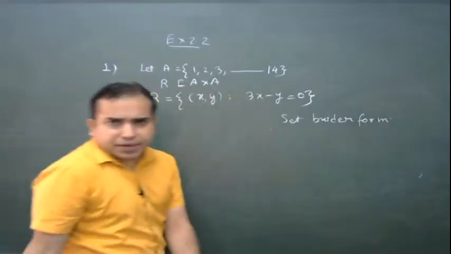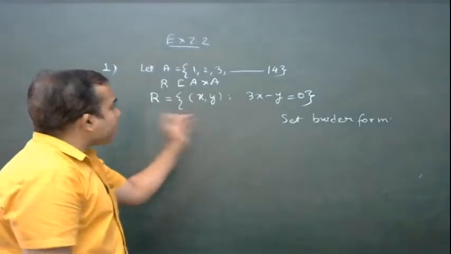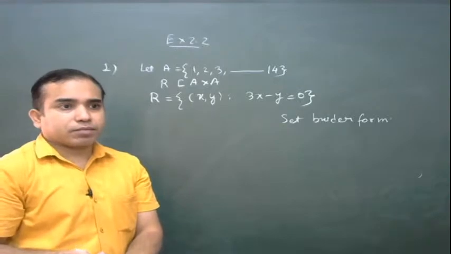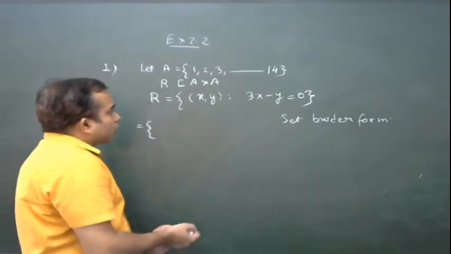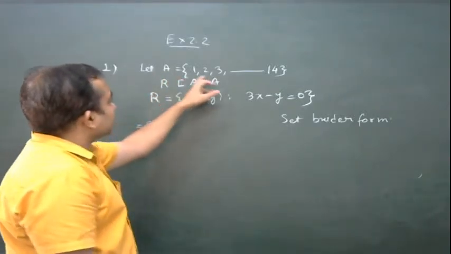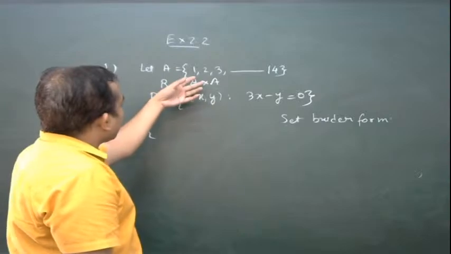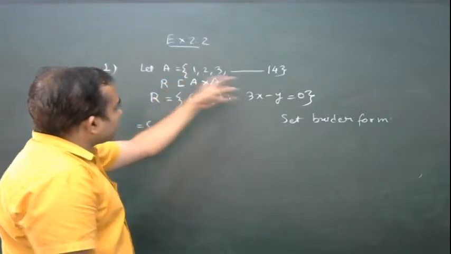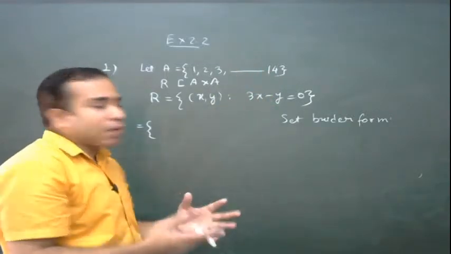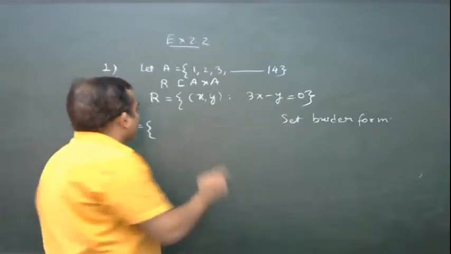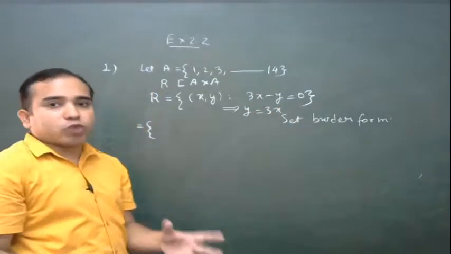Can I write the other form, roster form? Roster form means I have to write all its elements, right? Let us write its roster form. You just check and tell me whether I have written correctly or not. My set A has 14 elements. So, I am going to find A cross A, all possible combinations of these elements with itself, and from those ordered pairs I pick those which satisfy this equation. This equation means y equal to 3x, the second element is 3 times the first element.